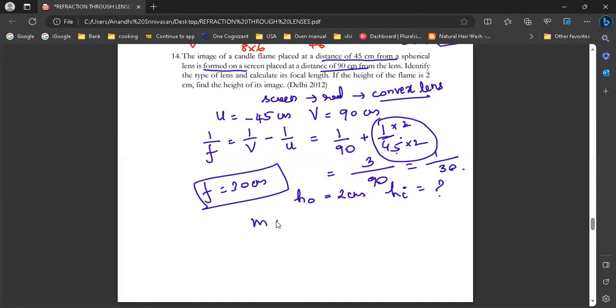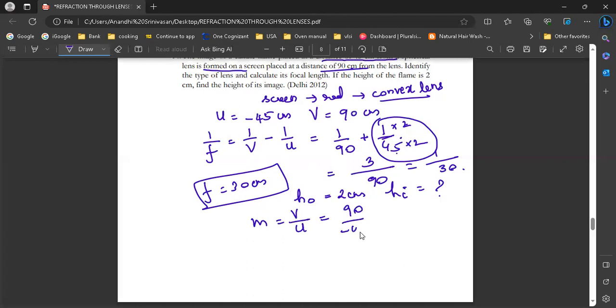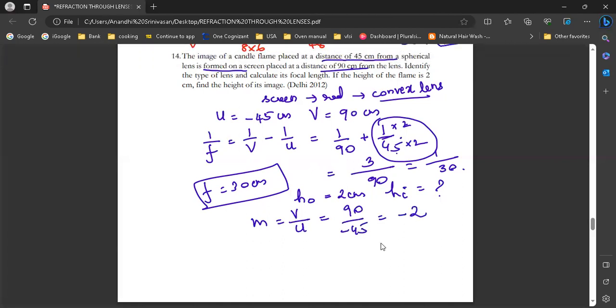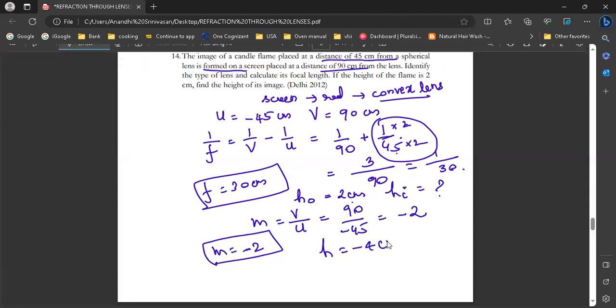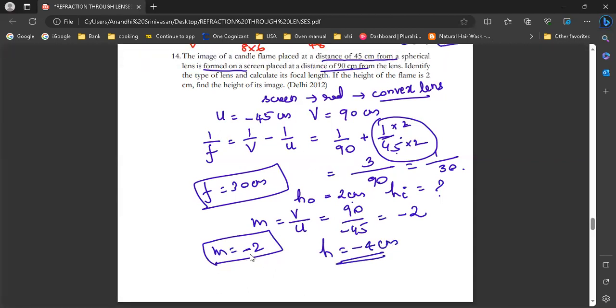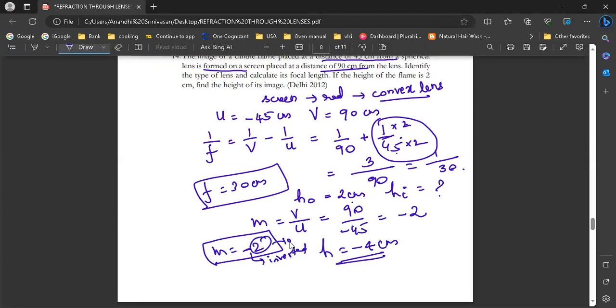First we find m, and then we find h i. So m equals v by u. v is 90, u is minus 45. So minus 2 times. M equal to minus 2 means magnification greater than 1, and the image is enlarged. 2 times enlarged: the object is 2 centimeter, 2 times the object is 4 centimeter, but with a minus sign. So minus 4 centimeter, an inverted image. This negative sign represents the image is inverted. This 2 represents the image is enlarged.